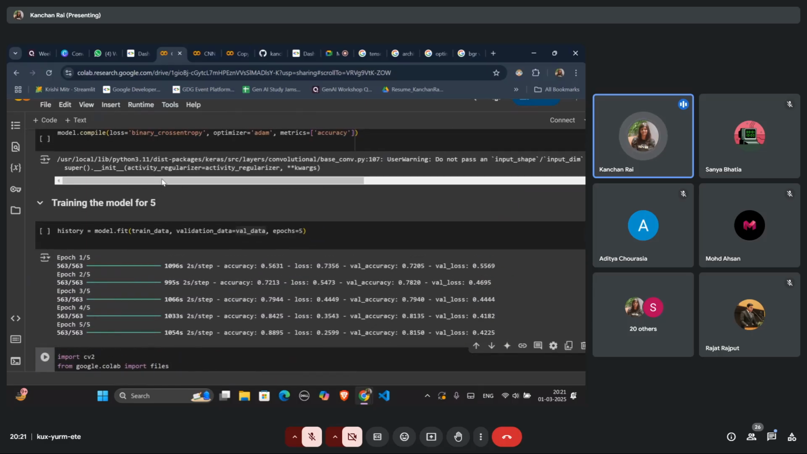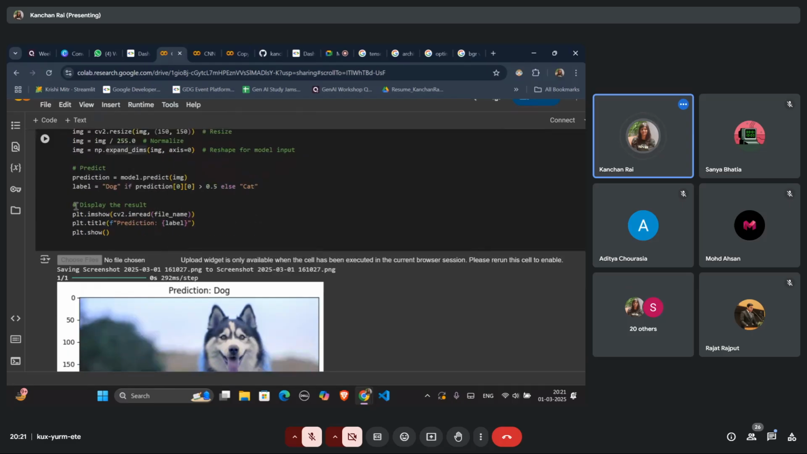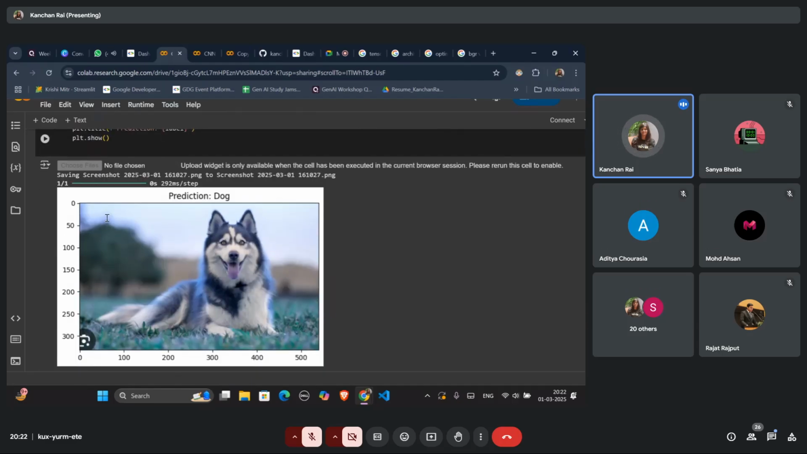ये देखो model यहाँ पे था, using that I am predicting, model.predict ये वाली image. Label dog if prediction is greater than 0.5. जो value आएगी, 2D, I mean 2x1 की matrix हमारे पास आएगी. If it is greater than 0.5 then it is a dog, otherwise it's a cat. Then I have used matplotlib to show the prediction. ठीक है. So this is the prediction.